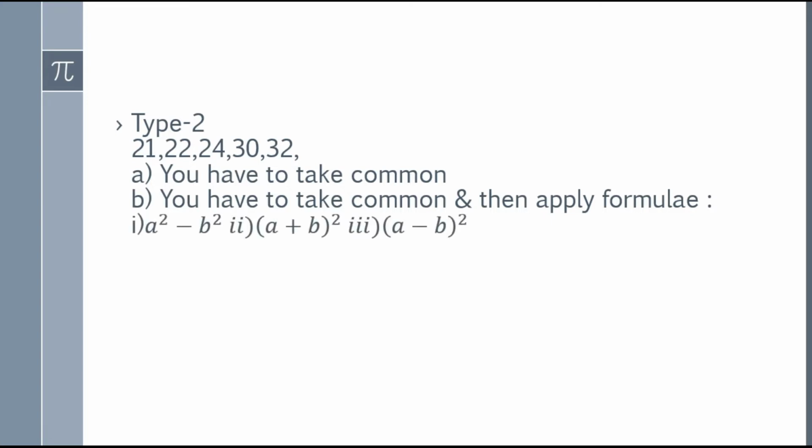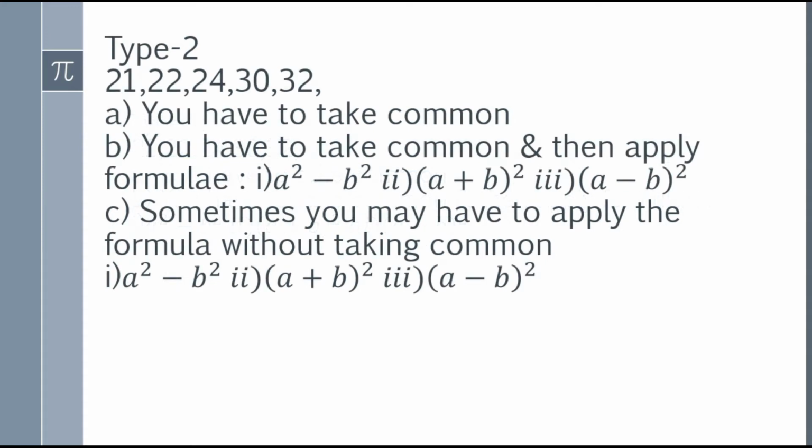Third thing, the formulas are mainly a square minus b square, a plus b whole square equal to a square plus 2ab plus b square, a minus b whole square. Actually they will be given in formula type, then you will have to convert them to find out a plus b whole square or a minus b whole square, or a square minus b square equal to a plus b into a minus b. Okay, and sometimes you may have to apply the formula without taking any common. You have to apply this formula directly.